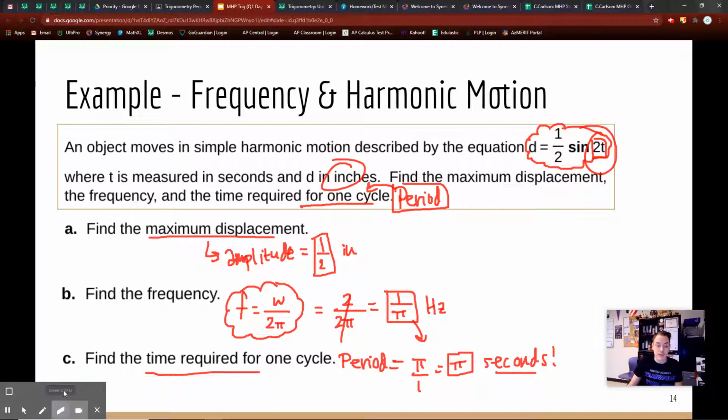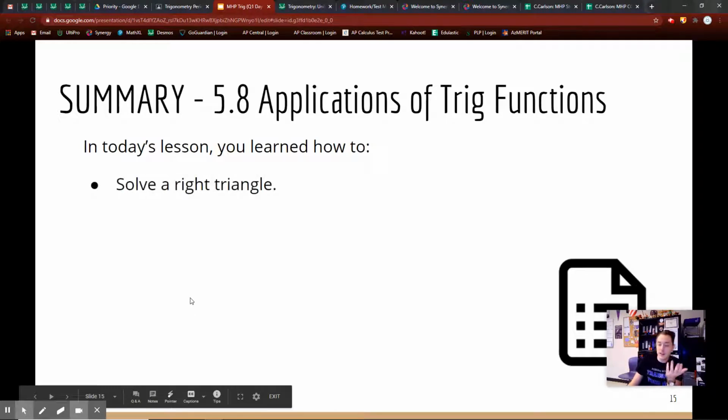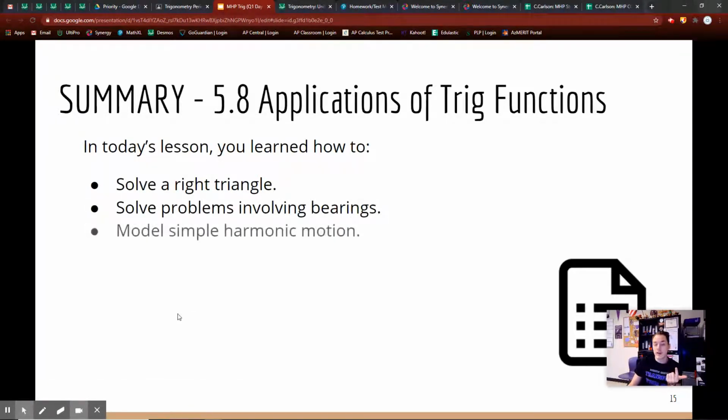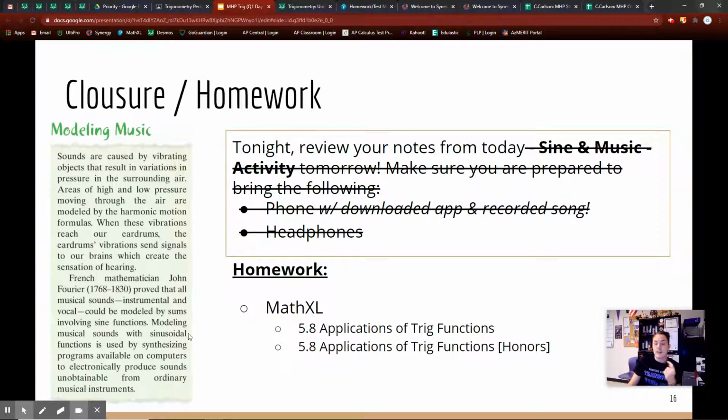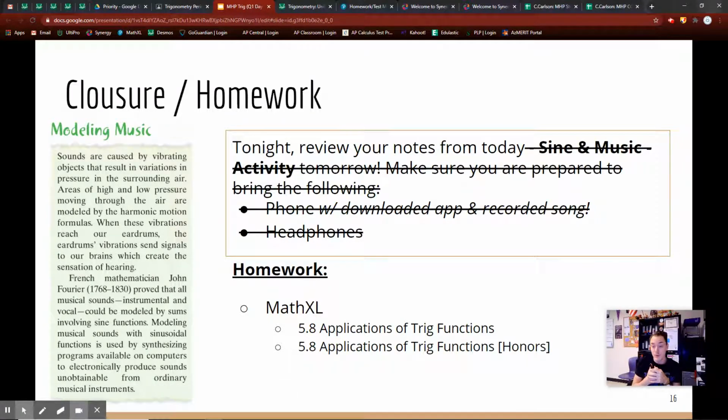Okay, so let's erase. What do we learn? We learned 3 things mainly: solve a triangle, solve problems using bearings, and then we also learned a lot about harmonic motion. Now, unfortunately, we're not going to do this awesome activity, but just think about it. It's amazing. I love this little bit of history with modeling music. You can technically model music, and we would have done that on our actual activity. So unfortunately, because of COVID, we can't do that.